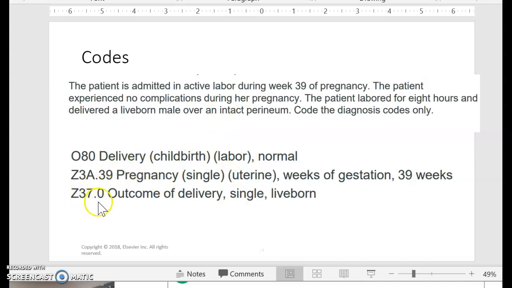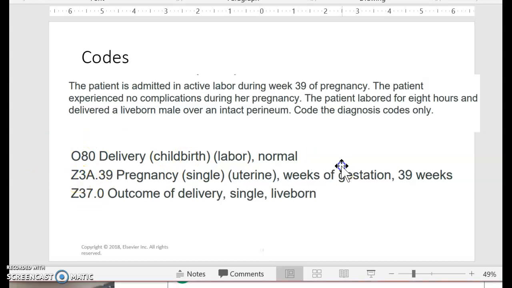Everything that you're writing here is for the mother's record. Also, the Z37.0, which is the outcome of delivery for a single live-born. Remember, our main term in the index is outcome of delivery. Under that, you will see single, live-born. You will go to the tabular and confirm. Each of these codes you're seeing here with the main terms and subterms, you have to confirm in your tabular always.